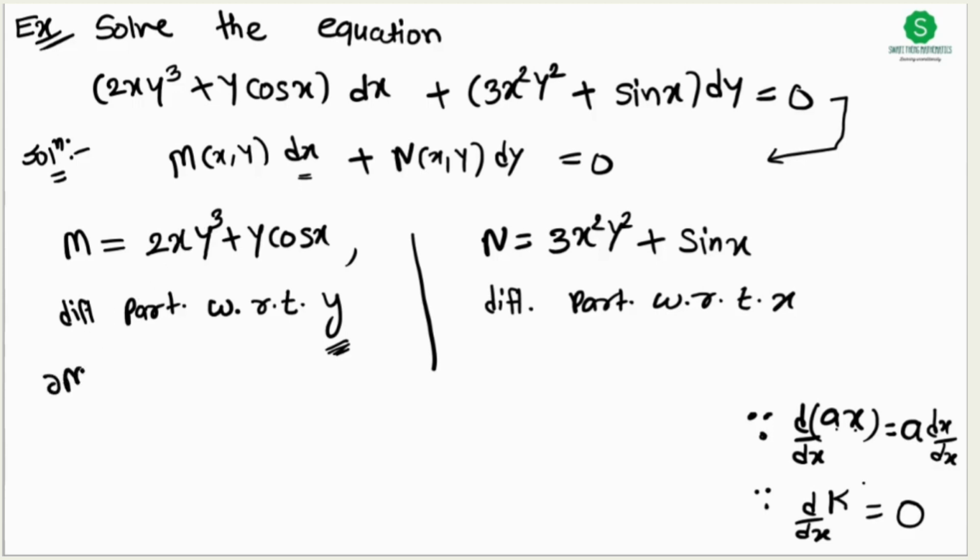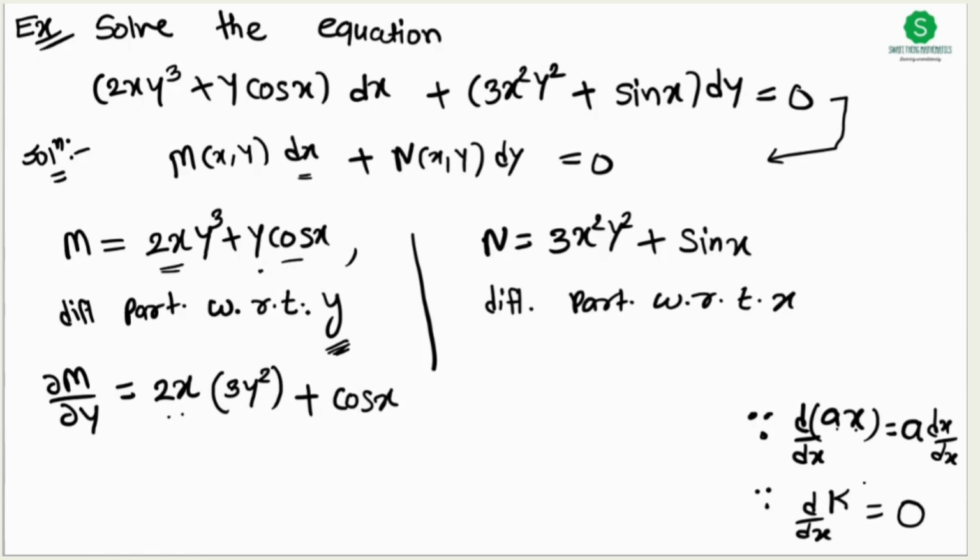So in the derivative of M with respect to y, 2x is in multiplication, so keep this term as it is. The multiplication constant term we keep as it is. The derivative of y cube is 3 y square, plus here cos x. Cos x contains the x variable and is in multiplication, so keep it as it is.